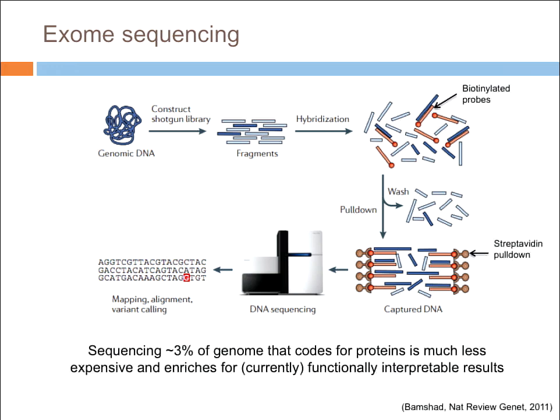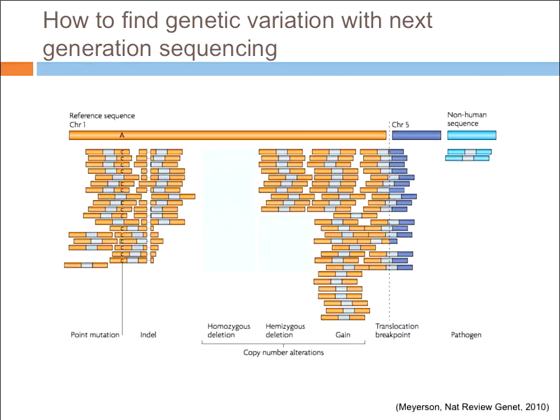So this is a way to enrich, and you're sequencing less here. So it's definitely cheaper. I think it's around $500 or so. Maybe Sven knows more, but $500 or so for exome sequencing, and you're getting only 3% of the genome with exome sequencing. Okay, so how do you use this sequence-based information to identify genetic variants?